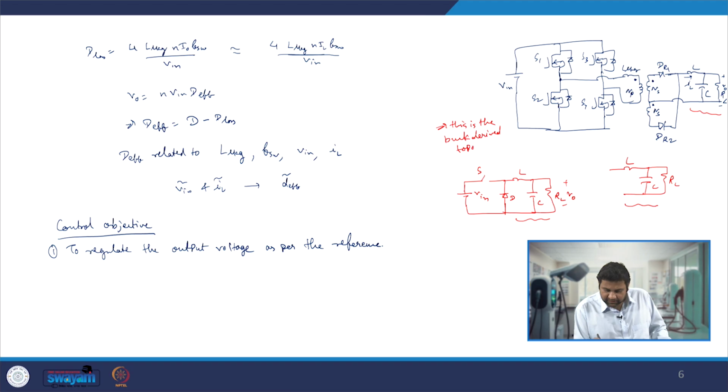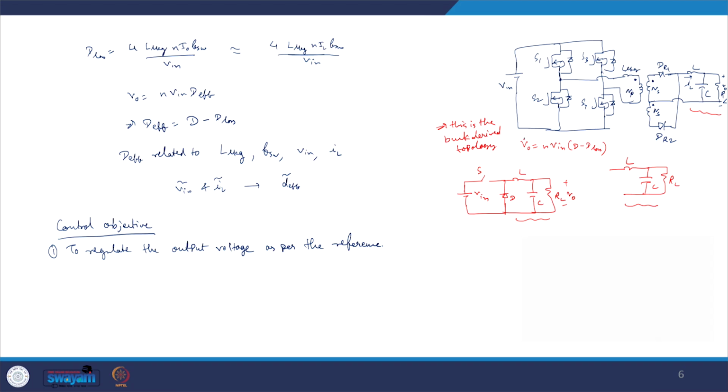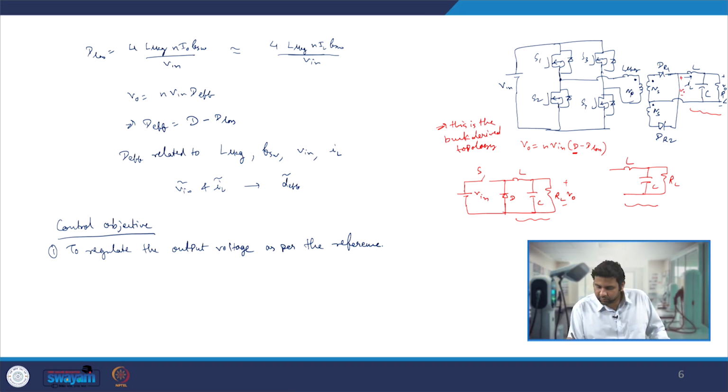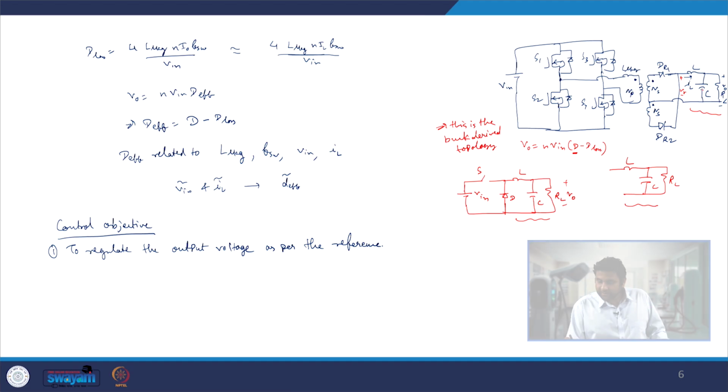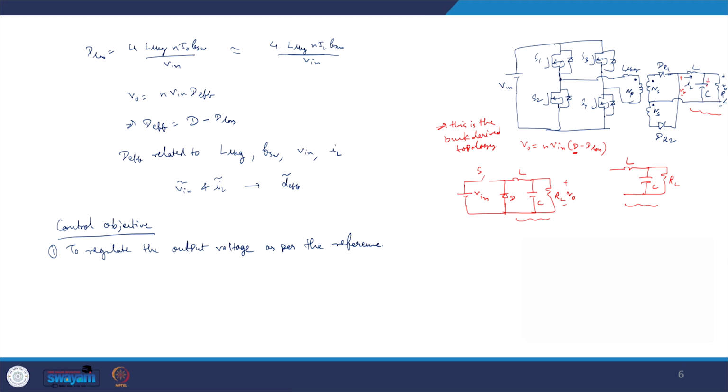And if we see the output voltage, we know that our output voltage is nothing but N Vin times D effective, which is D minus D loss. And if we wanted to regulate the V naught as per the set reference value, what can we change? We can only change this duty ratio D. The moment we change the duty ratio D, the VR voltage will change, and what happens is that the current through the inductor changes, and because the current through the inductor changes, the capacitor voltage also changes, which actually determines the output voltage.